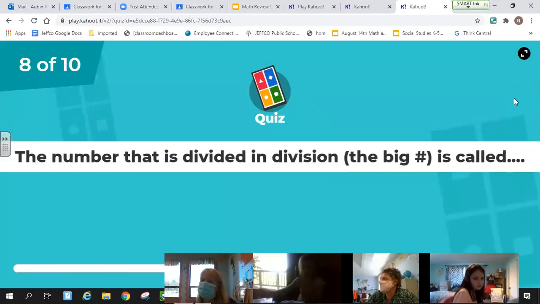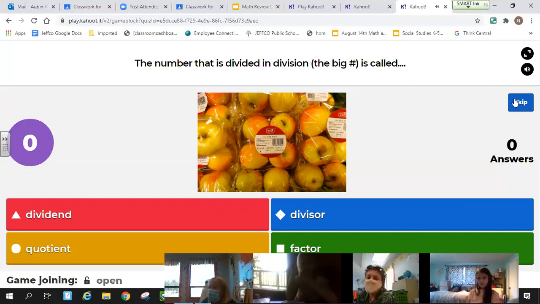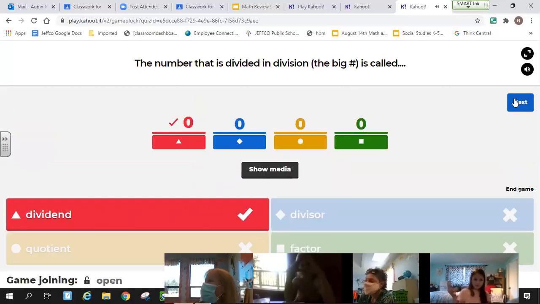The number that is divided in division, the big number, is called dividend, divisor, quotient, or factor. So do the symbol for that one. If you want to say dividend, put a triangle. If you want to say divisor, put a rhombus. If you want to say quotient, put a circle. Factor, you could put a square. You should have had the triangle, the big number. Remember when we said dividend? Say it with me. Dividend. That's the big number in a division problem.